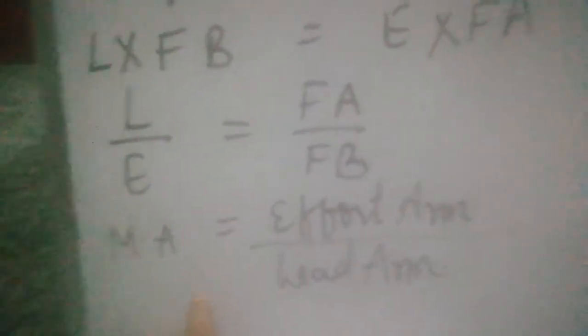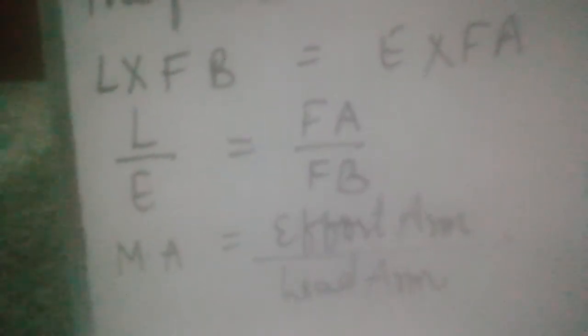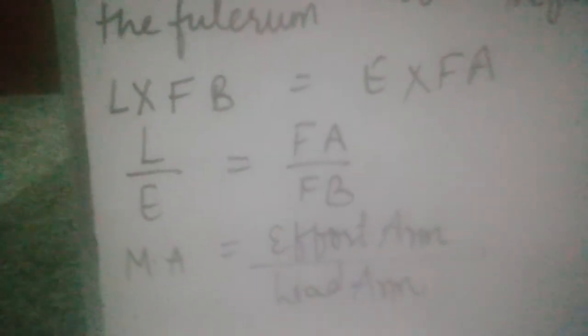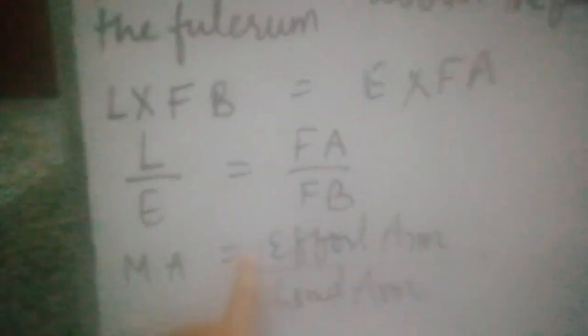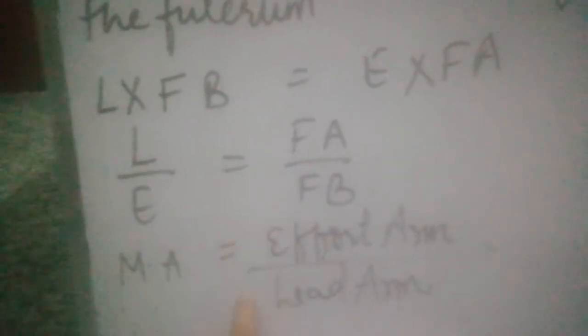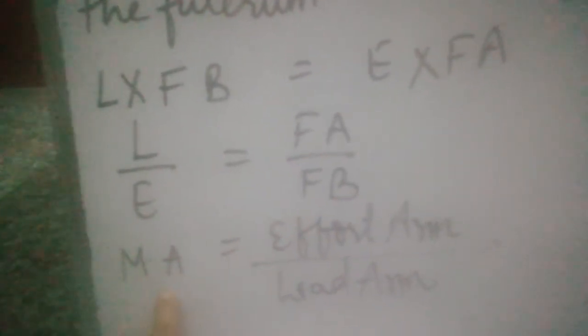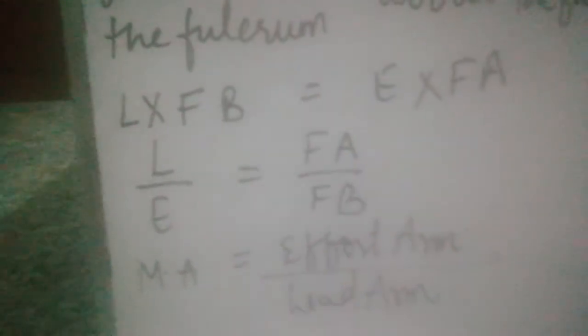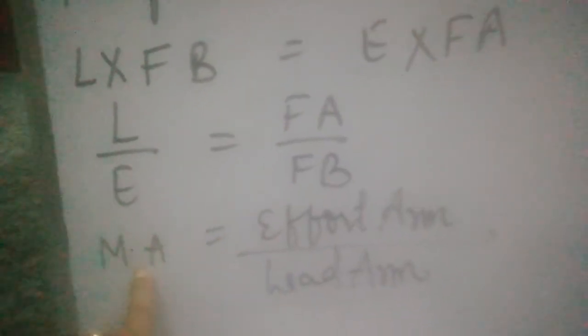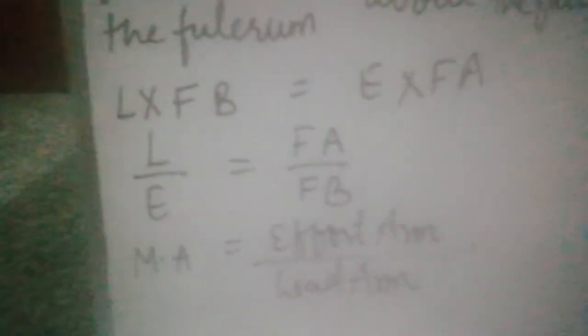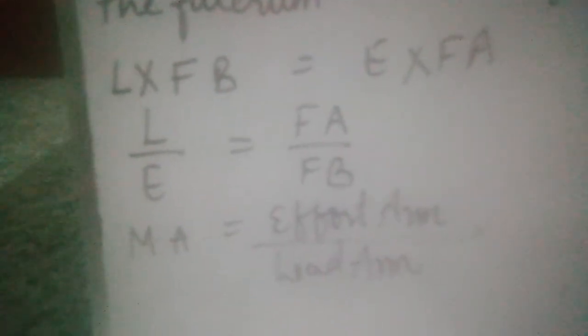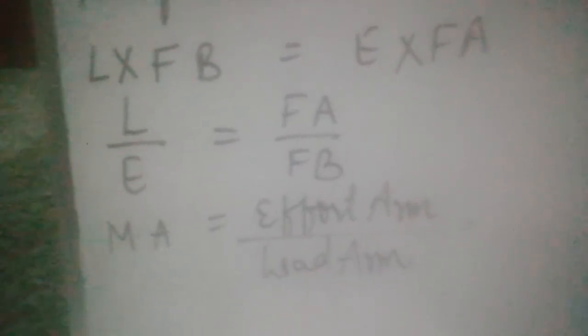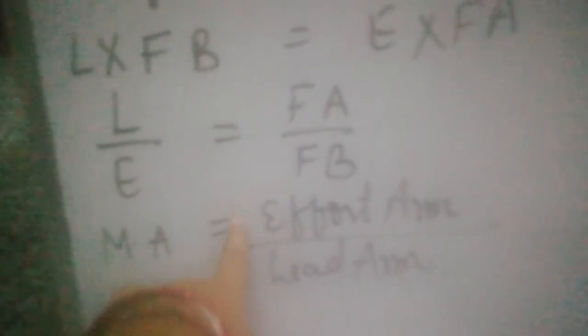Now children, from this equation we can conclude that if effort arm equals load arm, then mechanical advantage will be 1. If effort arm is greater than load arm, then MA is greater than 1. And if effort arm is less than load arm, then MA is less than 1. So if we want to increase the mechanical advantage, either we have to increase its effort arm, or we have to decrease its load arm.